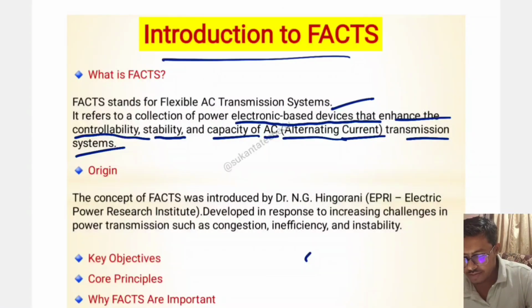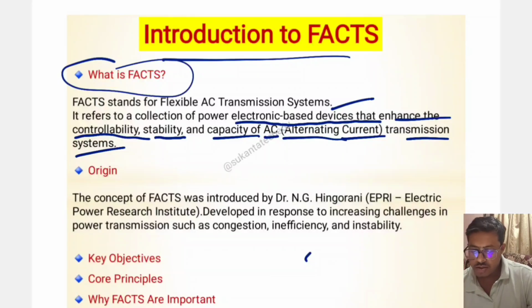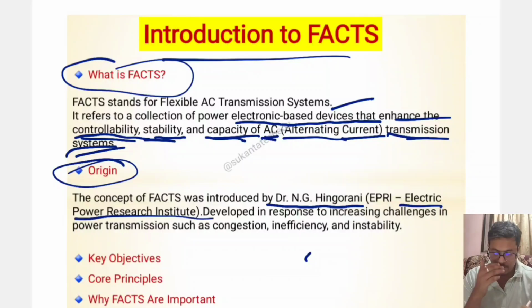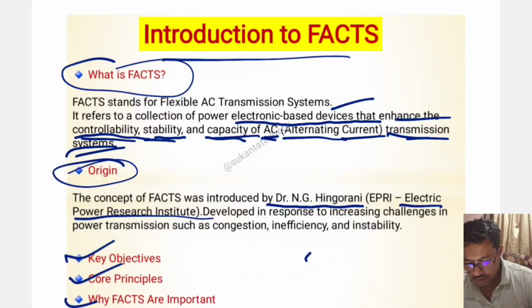Okay, introduction to FACTS. So what is FACTS? FACTS basically stands for Flexible AC Transmission System. It refers to the collection of power electronics devices that enhance power transmission, power controllability, power stability, and the capacity of the alternating current transmission system. So what is the origin? This concept of FACTS was introduced by Dr. N.G. Hingorani from the Electric Power Research Institute. We will see the key objectives, core principle, and why FACTS is important.